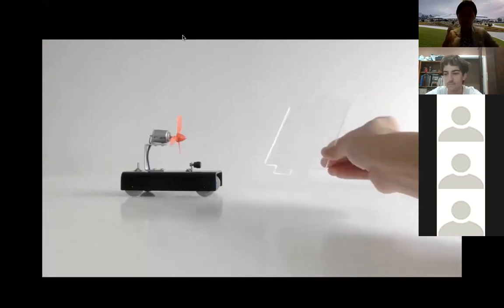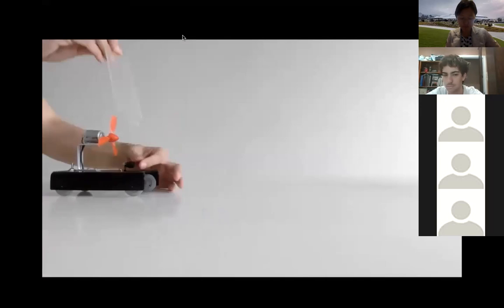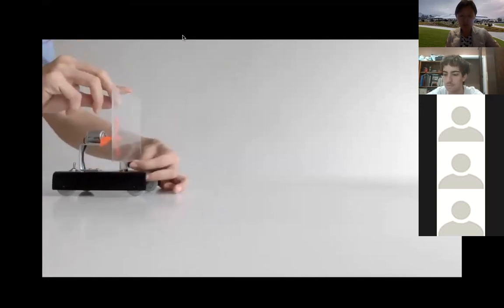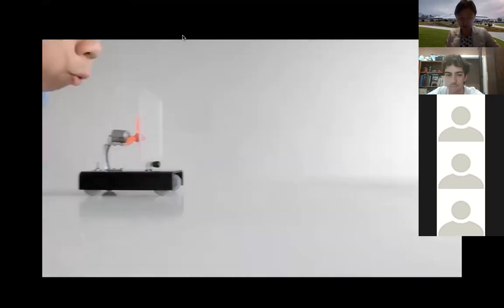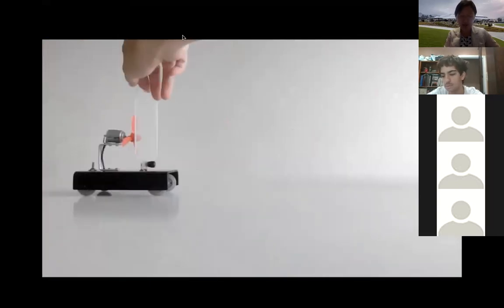So they have a little screen. They mounted the screen on the fan. Well, that was just blowing on the card. That's not so surprising. But they're going to turn the switch on.